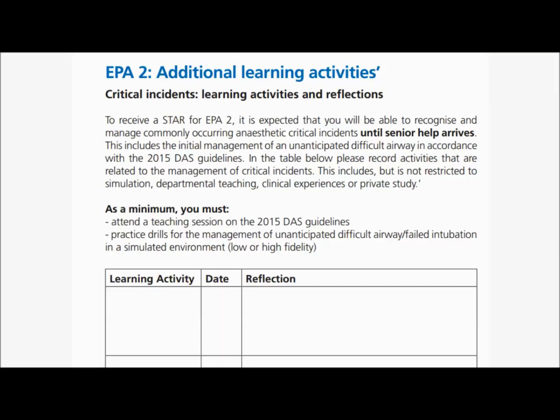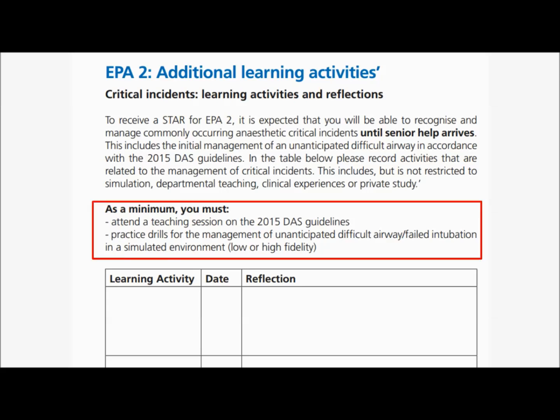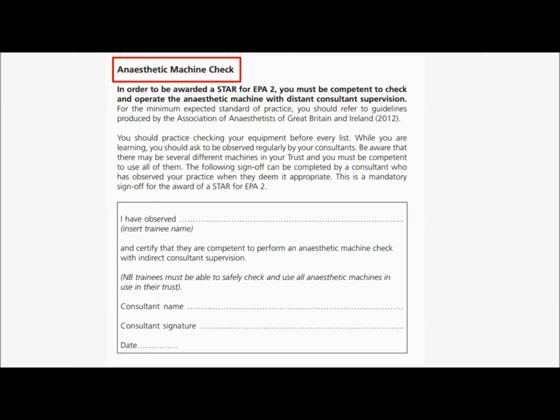Managing critical incidents, though rare events, are a core part of training in anaesthesia. In particular, difficulties with airway management can occur at any time with potentially life-threatening consequences. As a minimum, you must attend teaching on the 2015 Difficult Airway Society guidelines and take part in skills training for the management of failed intubation. These learning activities may be completed on your novice courses or through simulation. You'll find out more about these activities when you start in post. In addition, you must also demonstrate your ability to check and safely operate an anaesthetic machine.